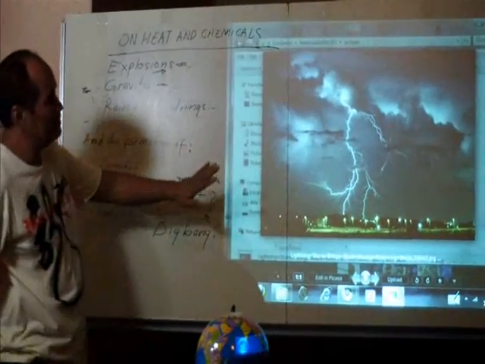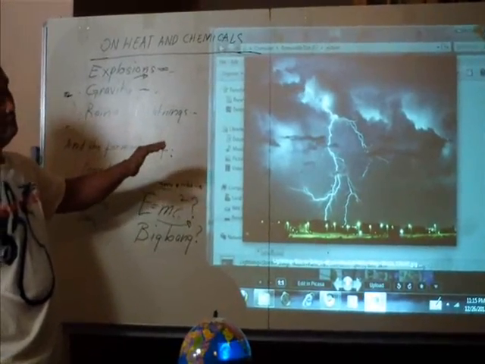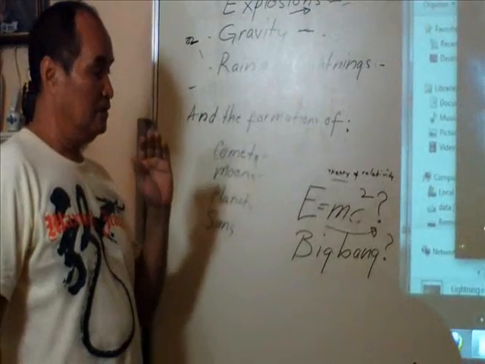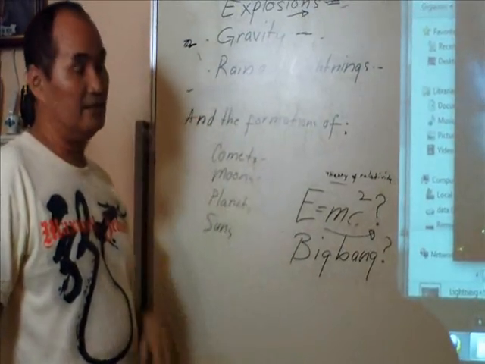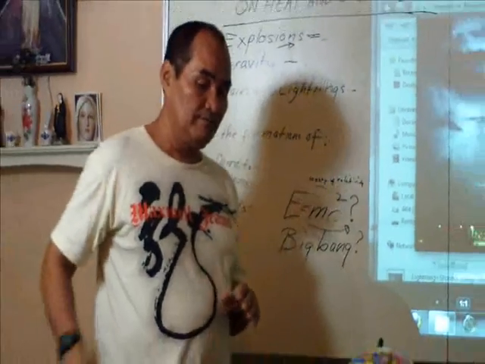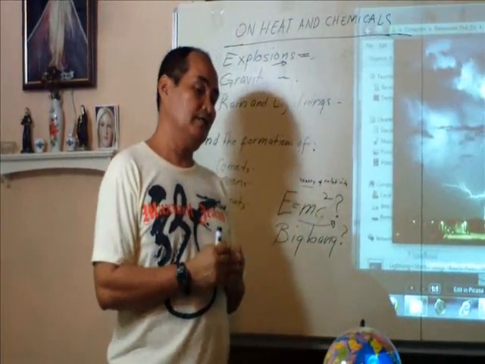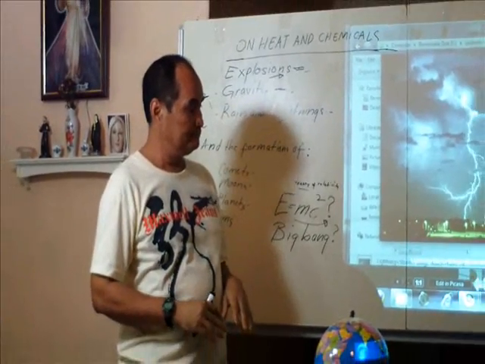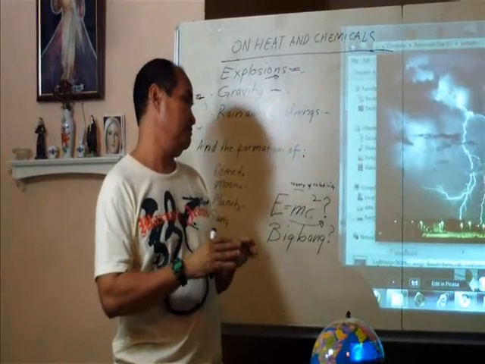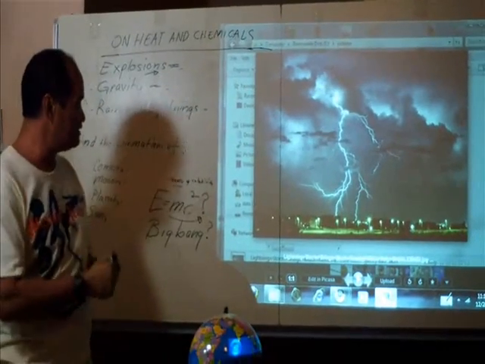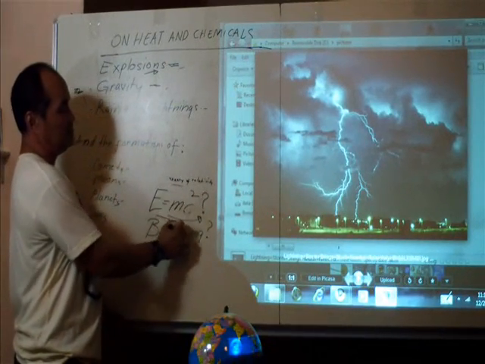Rain and lightning. I have a different explanation about rain and lightning, based on my discovery about chemicals, the true nature of chemicals: that atoms absorb heat when their subatomic particles are broken up, different from the common E=mc squared.